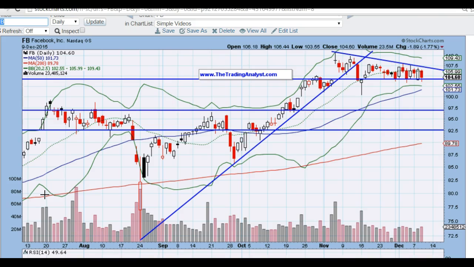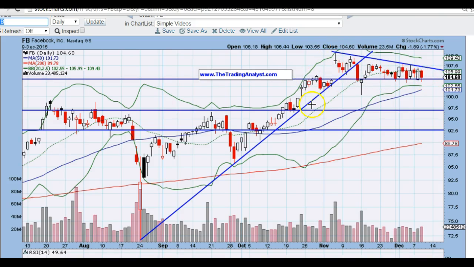So we're going to take a look at the Facebook chart here really quick. A couple things that I want to point out. Obvious trend line here that broke. I've been posting about it since it broke, okay? And we've also got a little bit of a downtrend line right here, and it's holding on by a thread to this 104 support level.